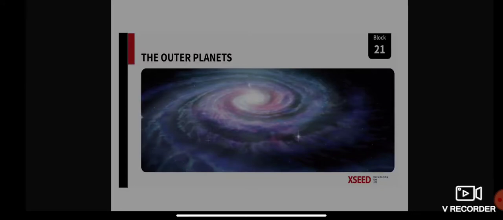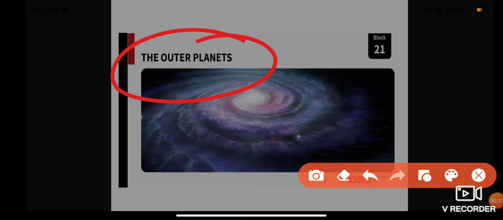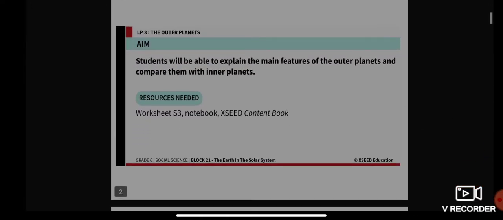Yesterday we learned about the inner planets. All right, under block 21. So today we will start with a new topic, that is the outer planets. Okay, so today we will learn about the outer planets. So this is the topic of our discussion for today.